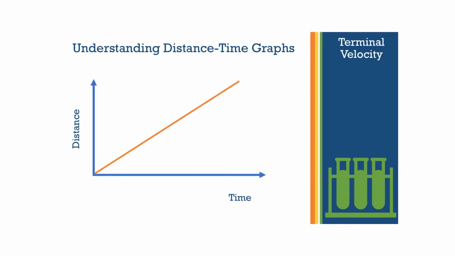But just before we do, in the last video we looked at distance time graphs, and this line, you'll recall, tells us that it's a constant speed. The distance is increasing at the same rate, it's a straight line, so constant velocity or constant speed.